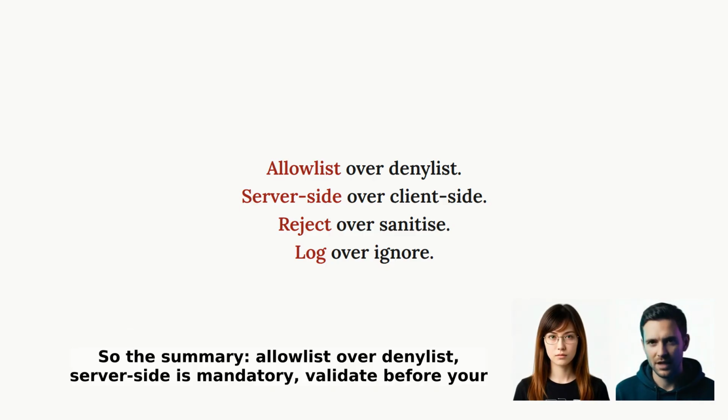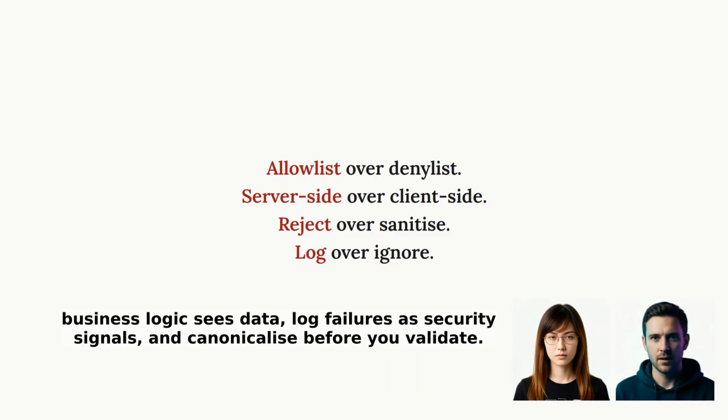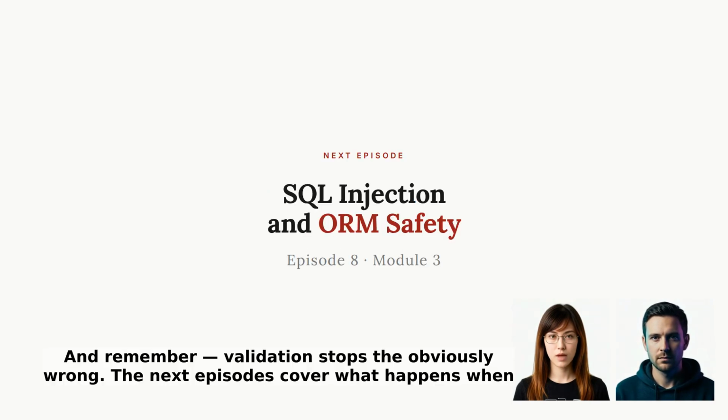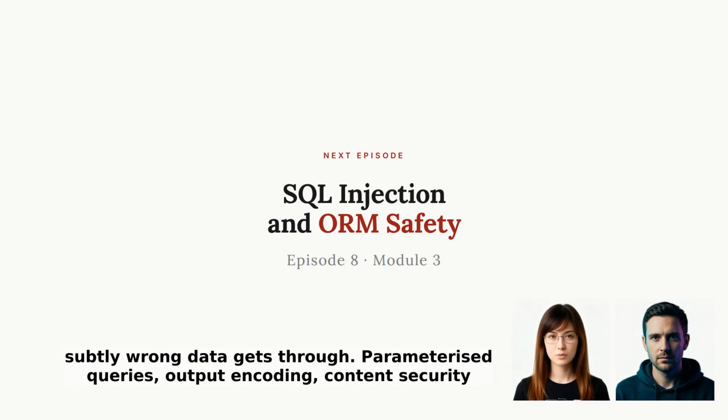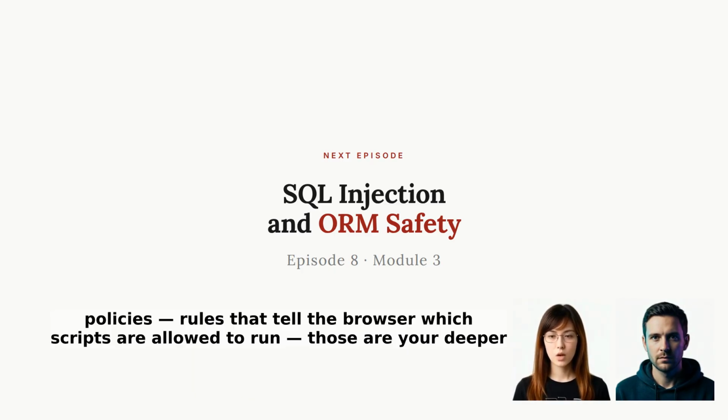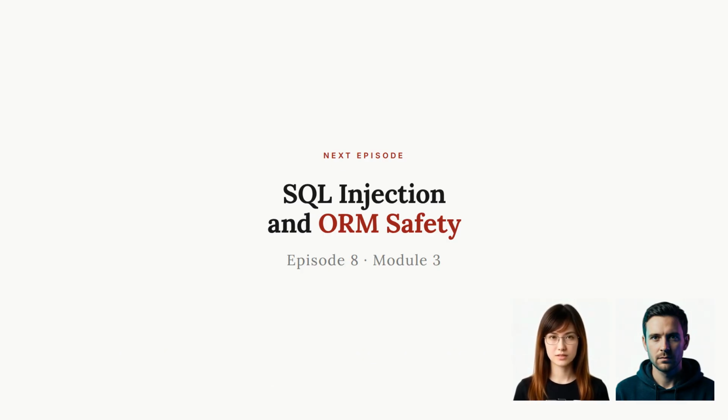So the summary: allow list over deny list. Server side is mandatory. Validate before your business logic sees data. Log failures as security signals. And canonicalize before you validate. And remember, validation stops the obviously wrong. The next episodes cover what happens when subtly wrong data gets through. Parameterized queries, output encoding, content security policies, rules that tell the browser which scripts are allowed to run. Those are your deeper defenses.